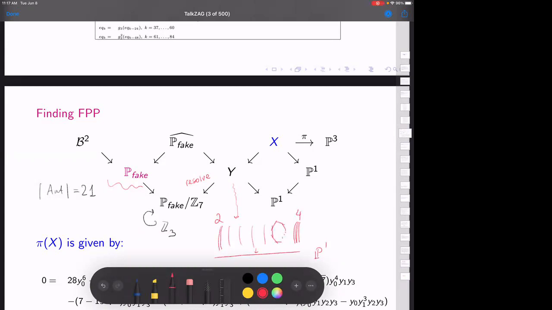This is all something that you can see without knowing explicit equations. You can figure out the fixed points of this Z7 action, and it's not something automatic, but it has been done. In fact, it's been done by Q.